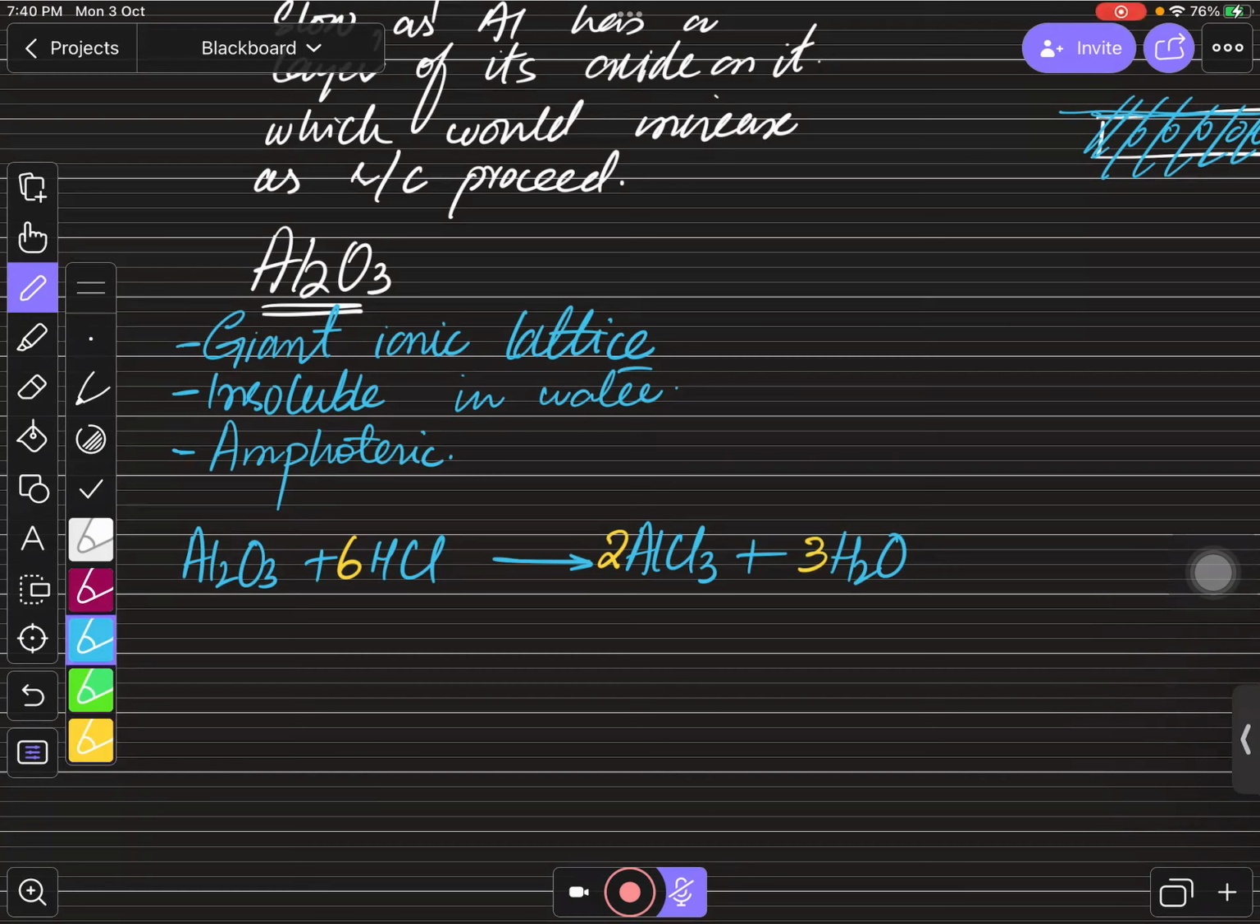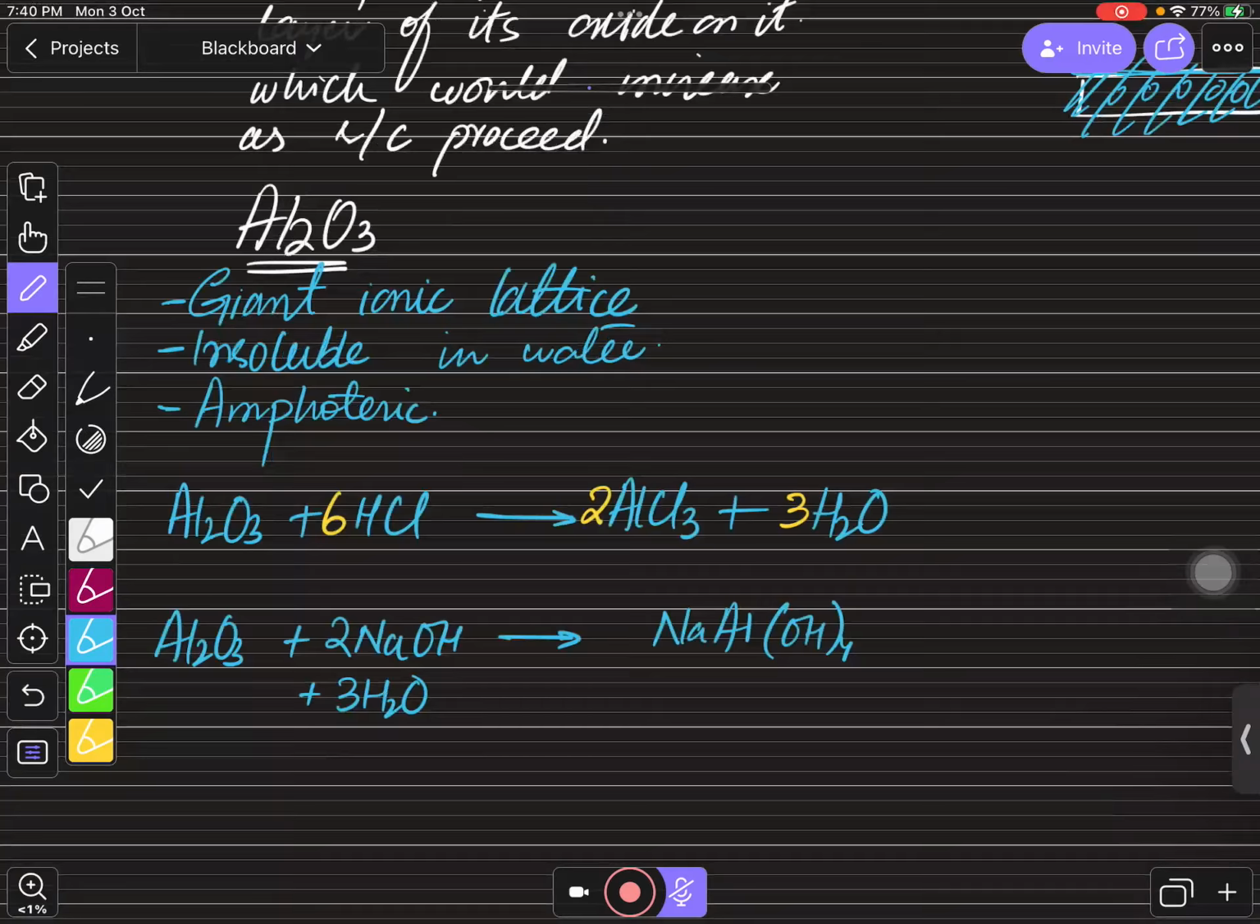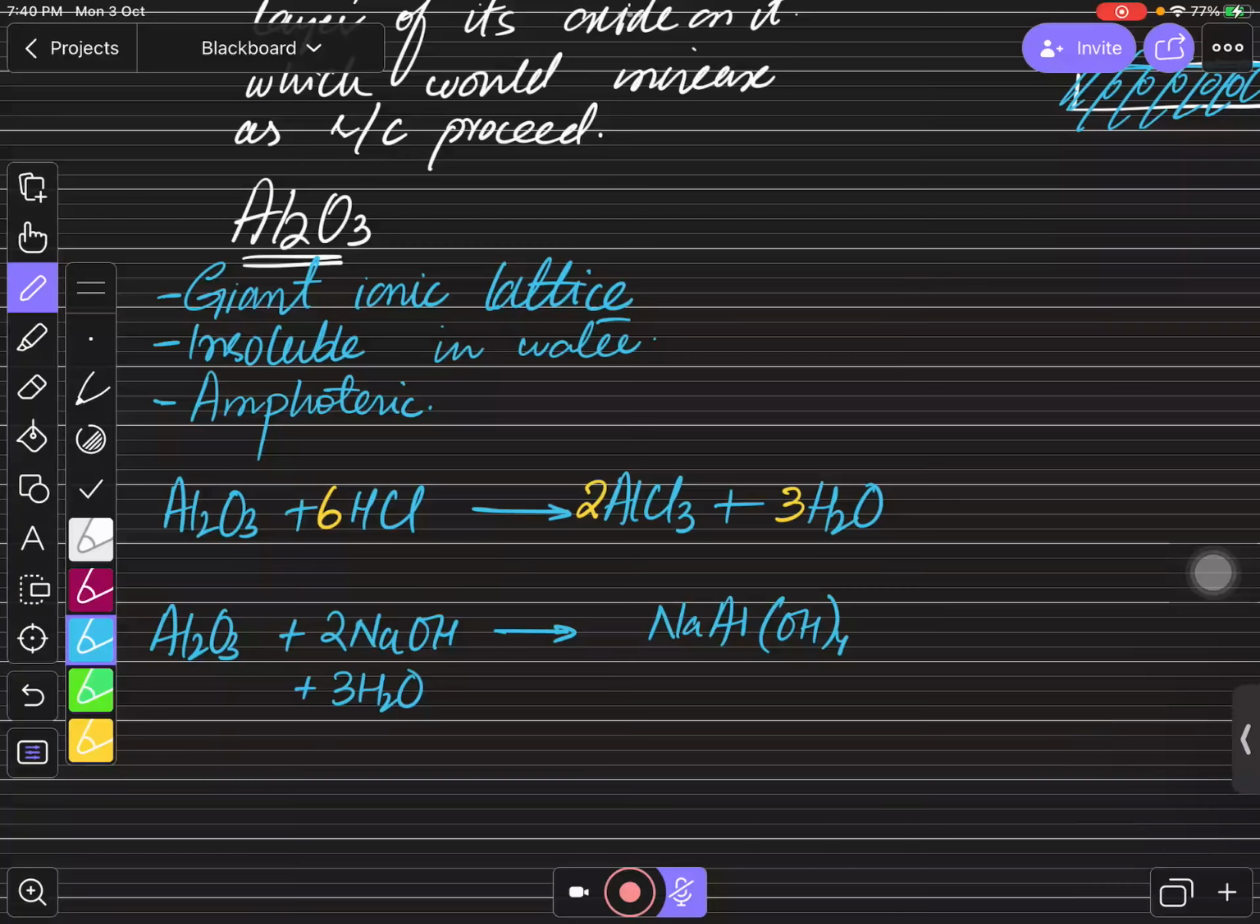It is very important, and it can even react with a base as well, sodium hydroxide. When aluminum oxide reacts with a base, it will form a complex, and the complex will be sodium aluminum hydroxide, and for this you require the water molecule as well. So this will be the balanced equation for the reaction of aluminum oxide with sodium hydroxide. Is that right?